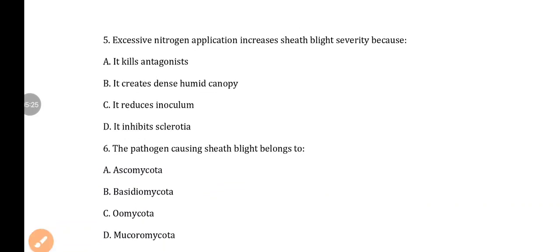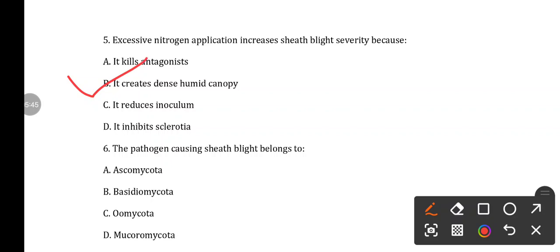Next, question number 5. Excessive nitrogen application increases sheath blight severity because option A, it kills antagonists. Option B, it creates dense humid canopy. Option C, it reduces inoculum. Option D, it inhibits sclerotia. So here the answer is it creates dense humid canopy. Because of excessive application of nitrogen fertilizer, excessive vegetative growth will be there, leading to a dense humid canopy that favors sheath blight infection.